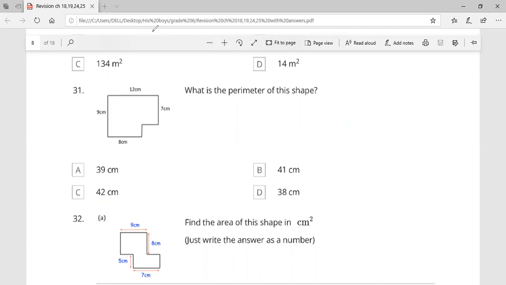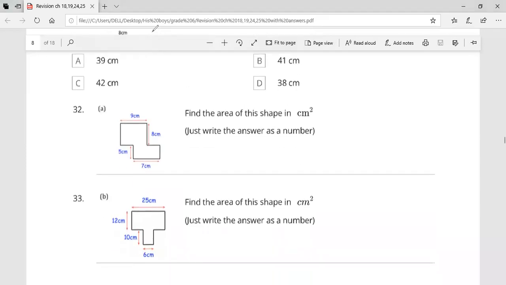Next one, find the area of the shape. Here is, as we said before, we have to divide it. The shape here is A and the shape B. Area. Here in area, we have to divide the shape, and perimeter, don't divide the shape. Here is area of A. You get 9 multiplied by 8, 72.